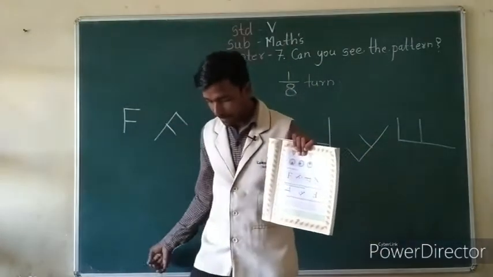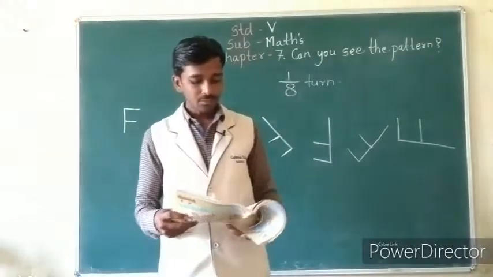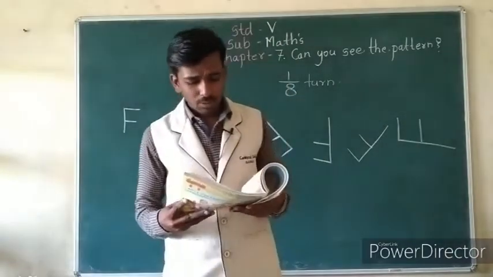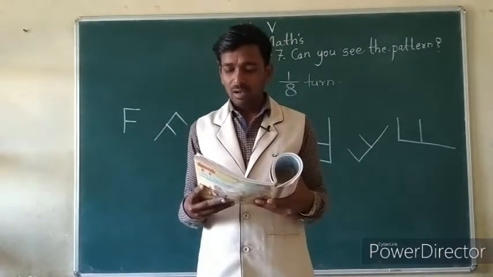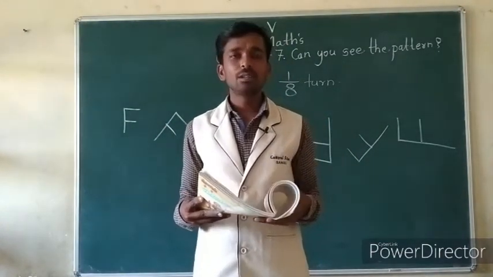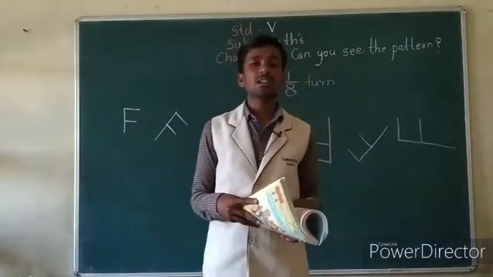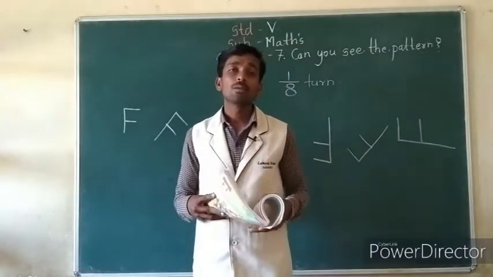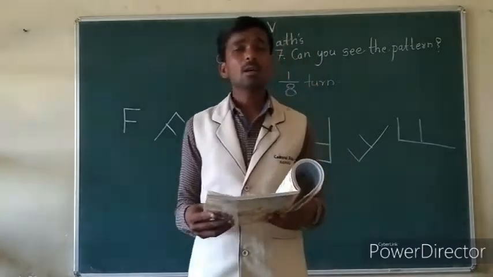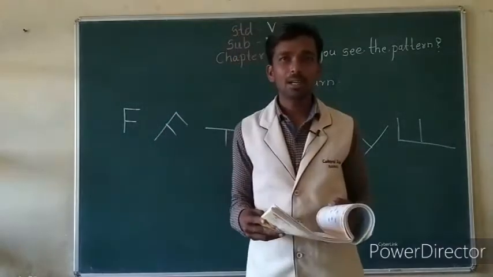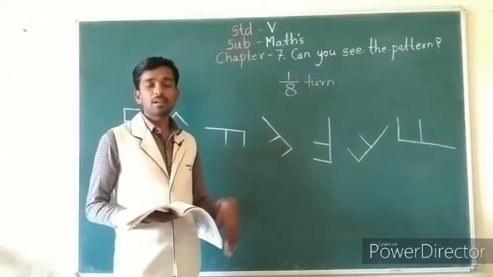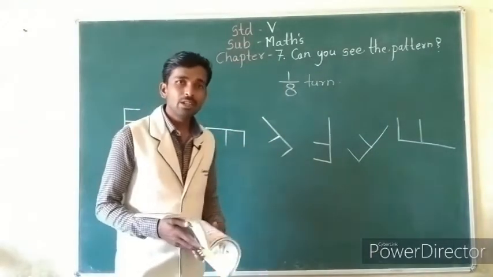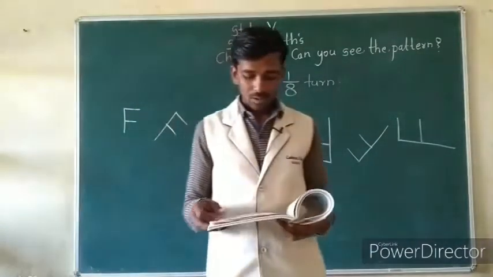Okay, next one: using the same rule, take it forward till you get back what you started with. Here they can give us two letters, that is L and P. For that L and P you have to draw their pattern and complete that pattern, by using this rule, means 1 upon 8 turn. That is 45 degree turn. Okay, you can complete that.